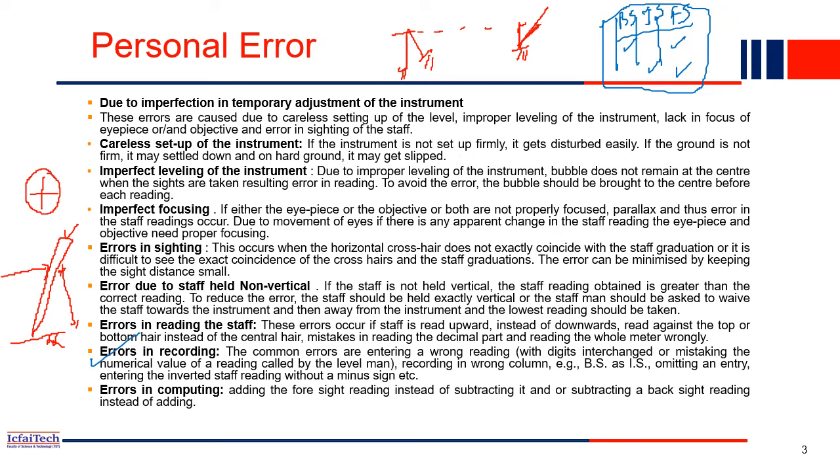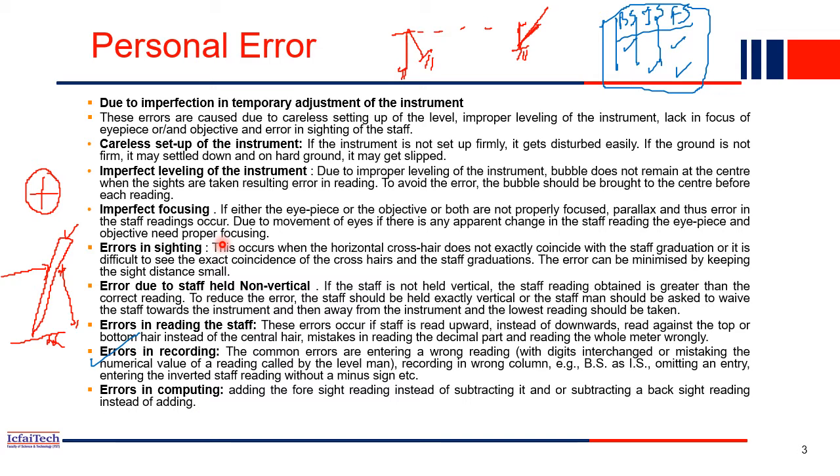Now the last part is basically error in computing. Error in computing means what? Sometimes what happens, this calculation we have done using the rise and fall method, and also using the height of instrument method. So while doing this calculation, there may be a small mistake in the subtraction or the addition of two readings, there may be error. So that error is because of this error in computation.